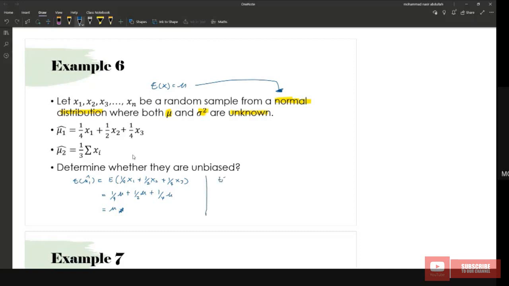Right, for the expected value of mu2 hat, it is equal to the expected value of 1/3 summation of Xi. Sorry, this is until X3, not until Xn: X1, X2 until X3. So this should be 1/3 multiplied by 3 mu, which is equal to mu. So we can say that mu1 hat and mu2 hat are unbiased estimators.